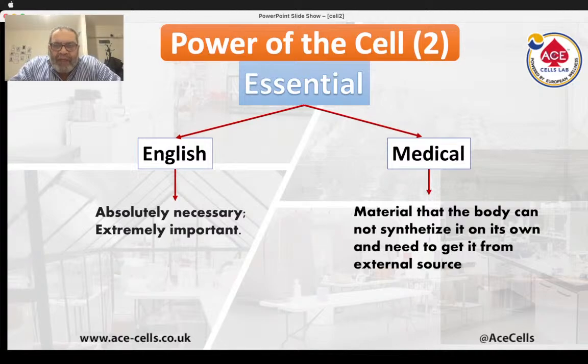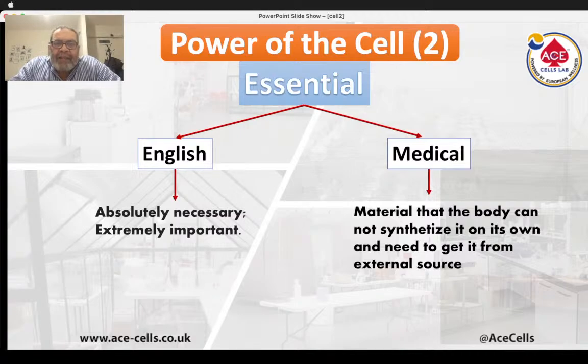Essential in medicine means a material the body cannot synthesize on its own. Let us think about an example for this: insulin, which is a polypeptide chain of amino acids. All of us know the importance of insulin for survival and for the metabolism of sugar in our body.